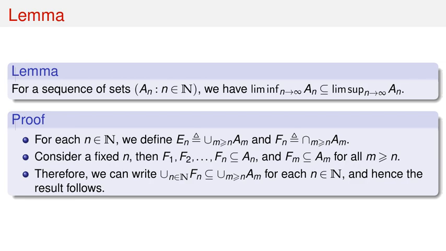follows. Alternatively, let x be in lim inf A_n. Then x belongs to F_n0 for some n0 in N. This means there exists an n0 in N such that x is in A_m for all m greater than or equal to n0. In particular, this means x is in the union for m greater than or equal to n of A_m for each n in N. Hence, x is in the intersection of these unions, which is lim sup A_n.